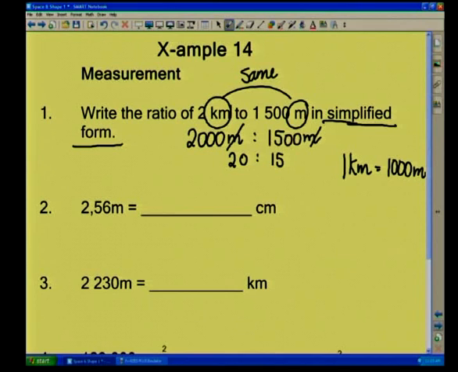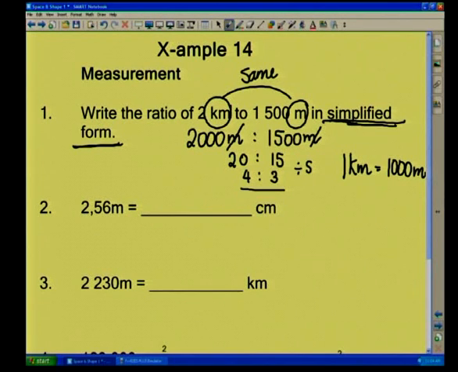And what number goes into both 20 and 15 is 5. So I'm going to divide both sides by 5 and I'm going to get an answer of 4 to 3. And that is my simplified form. It cannot be simplified any further. There's no number that goes into 4 and 3.